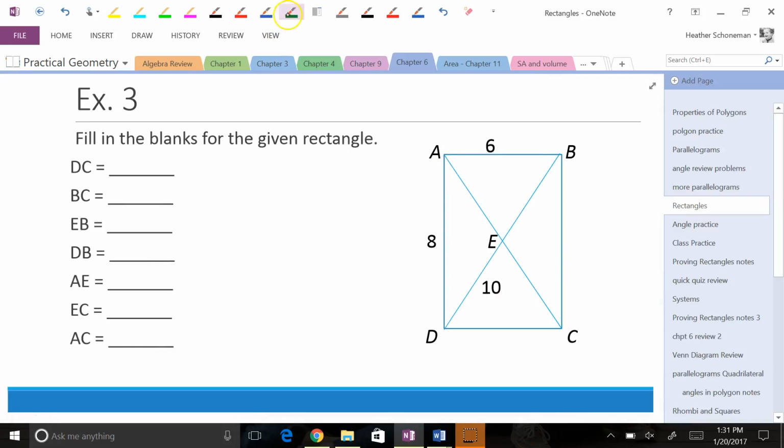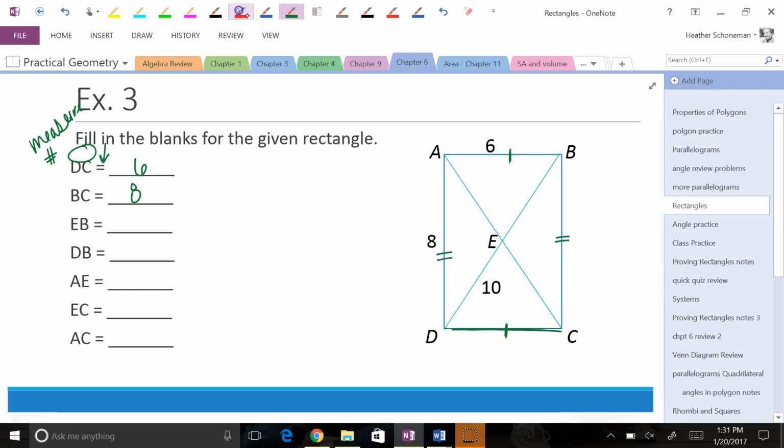Now right here, it's got an equal sign and there's no bar. That means they're looking for the measure and they want you to write a number. So let's see, DC is this segment down here. Well, because the rectangle is a parallelogram, it's got to be congruent to the opposite side. So DC is 6. BC is this segment over here. Well, it's got to be congruent to the opposite side, so BC is 8.